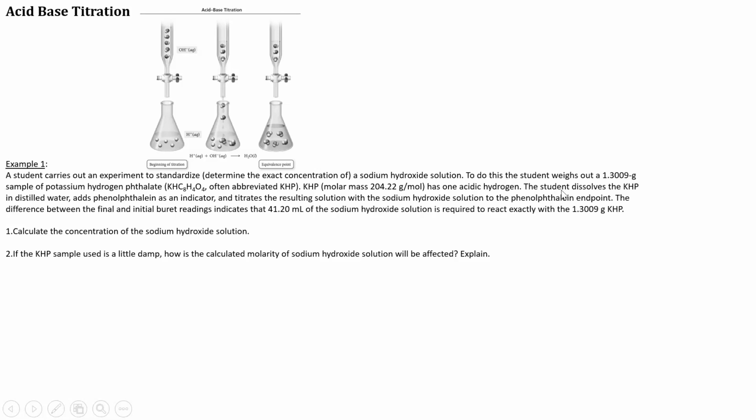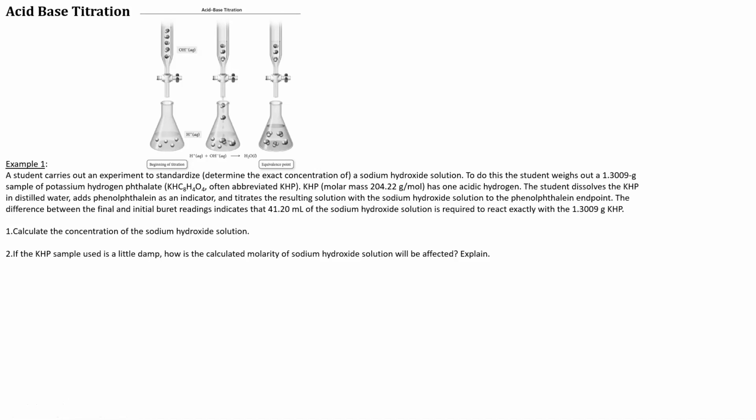When we say it has 1 acidic hydrogen, that means for every molecule of KHP, we have 1 H plus ion. The student dissolves the KHP in distilled water, adds phenolphthalein as an indicator, and titrates the resulting solution with the sodium hydroxide solution to the phenolphthalein endpoint. The difference between the final and initial burette readings indicates that 41.20 milliliters of sodium hydroxide solution is required to react exactly with the 1.3009 gram sample of KHP. Note that this is the same mass given up here. It's just restating the same mass.